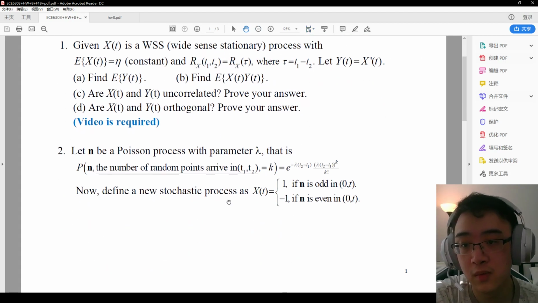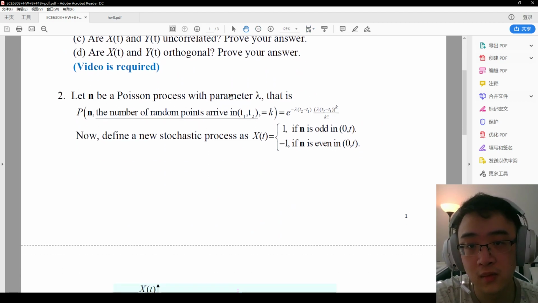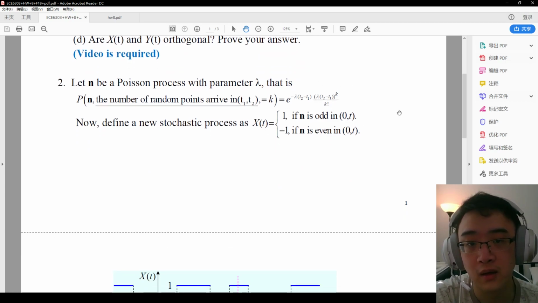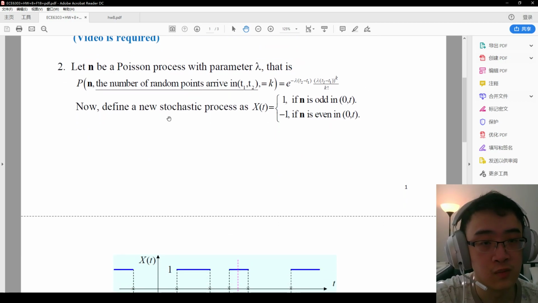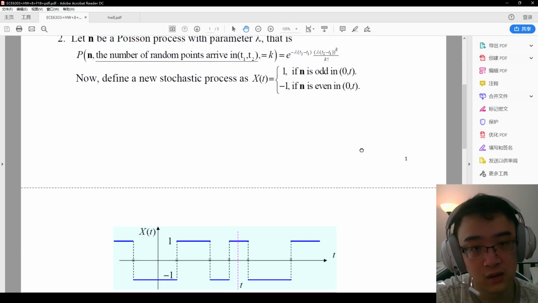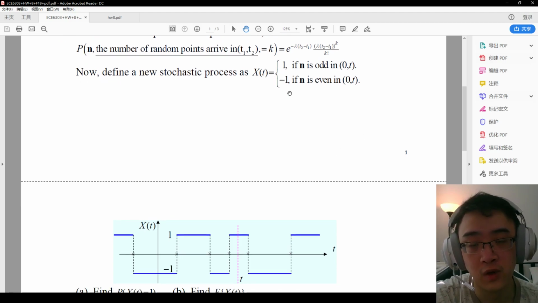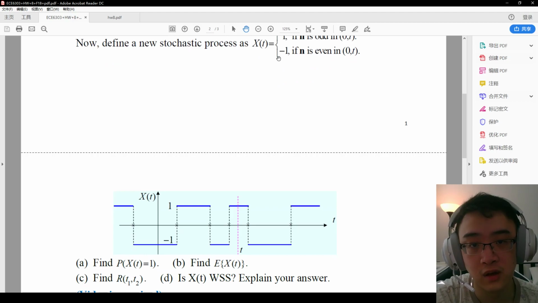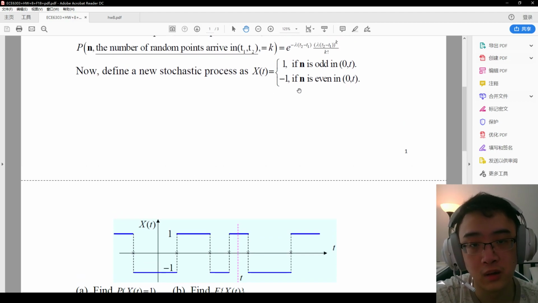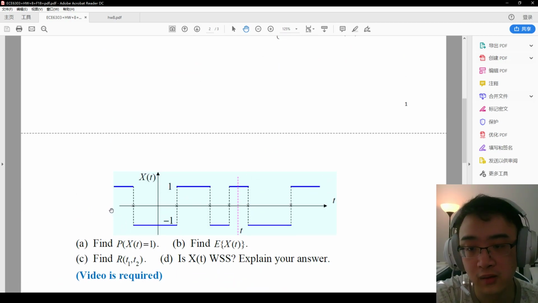Well, in this problem, we get a Poisson process N with parameter lambda, and this is the random process equation. Now we define a new stochastic process as X(t), and we get this. It will be 1 if N is odd, and it will be -1 if N is even. And for question A, we need to figure out the probability that X(t) is equal to 1.